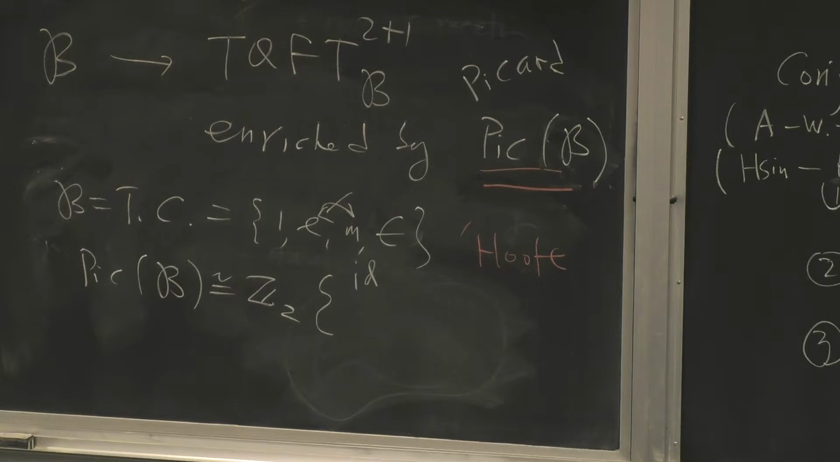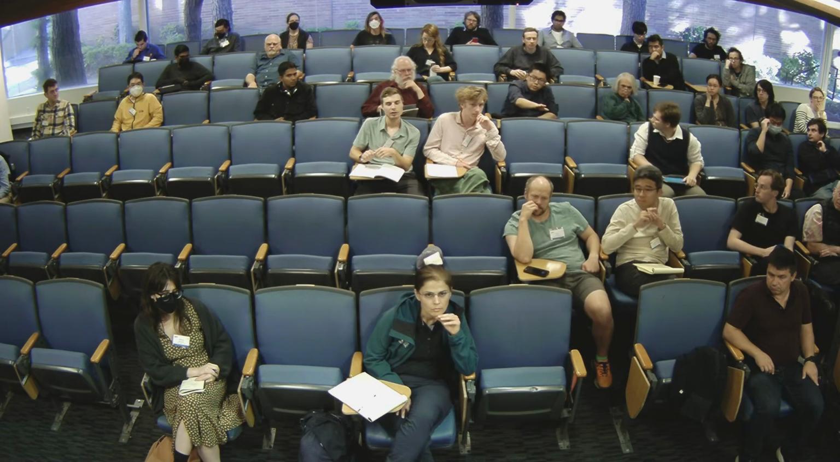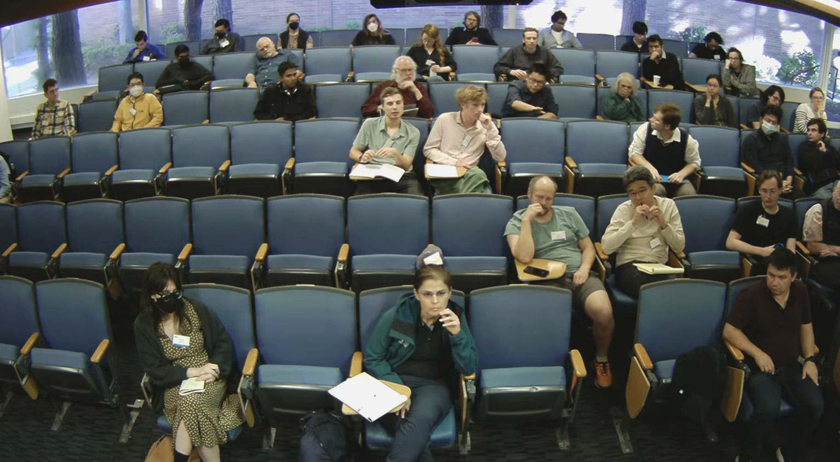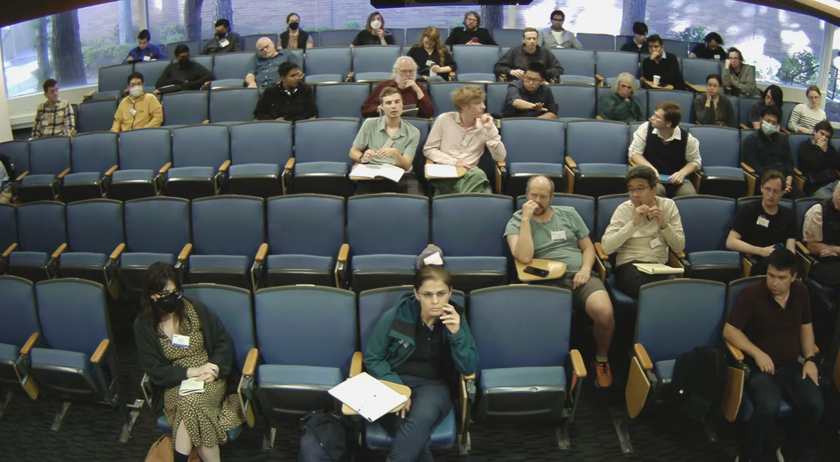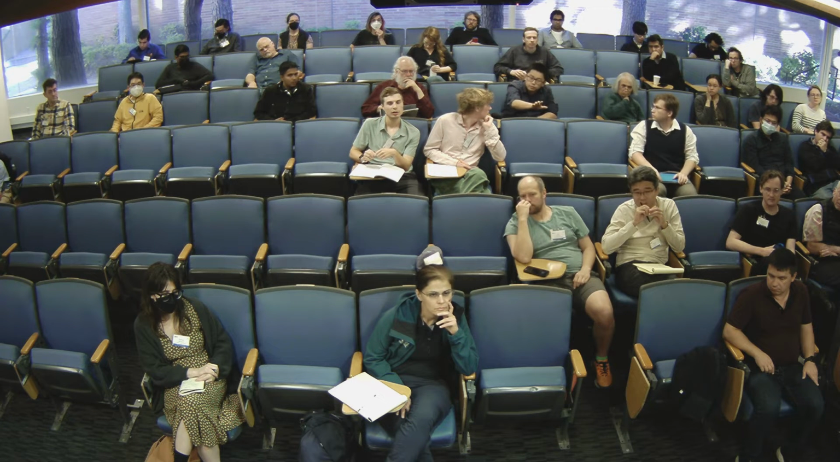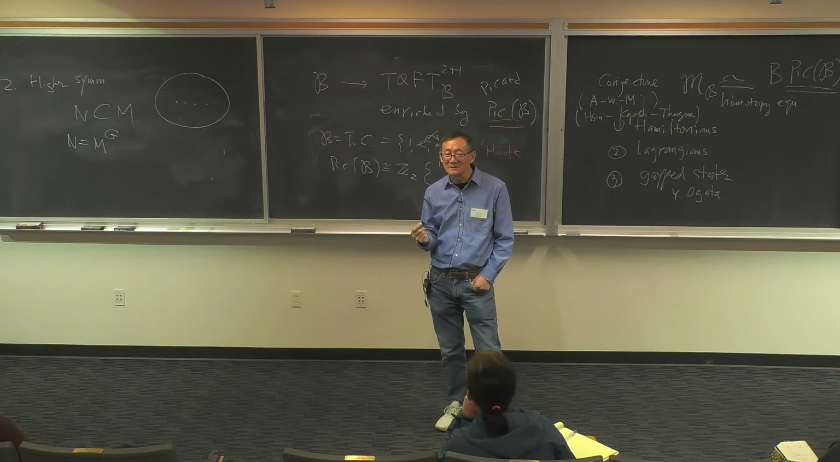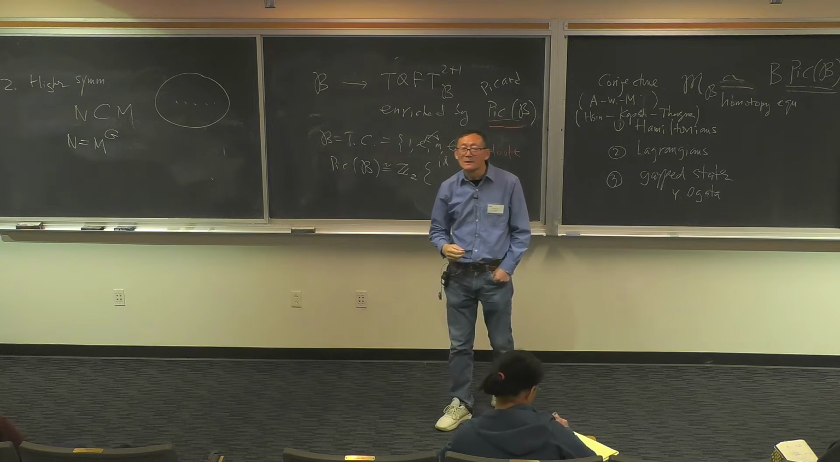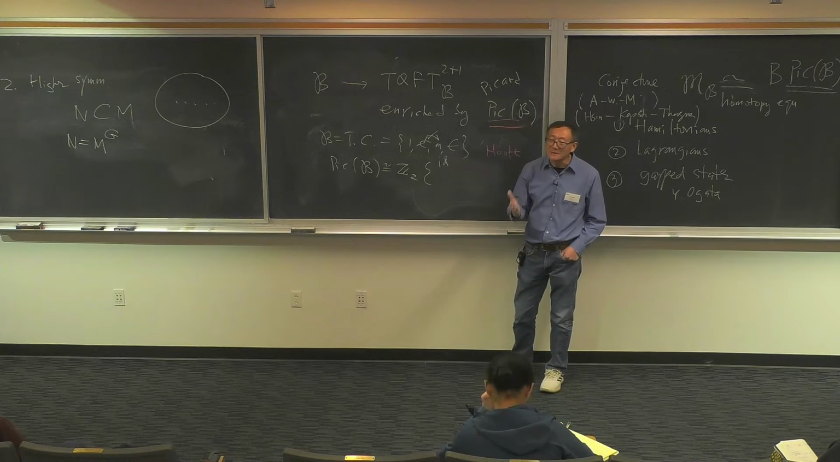Right, and this Picard for the toric code is Z2, and I should think of it as automorphisms of the theory B itself. So the technical term is tensor autoequivalence of your category. It's a functor that preserves the tensor product and preserves the braiding. Of course, up to natural transformation.